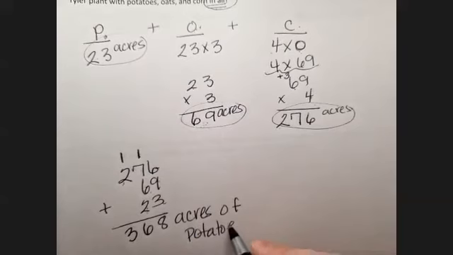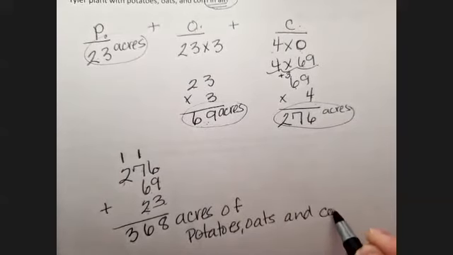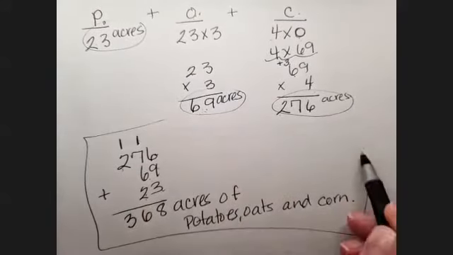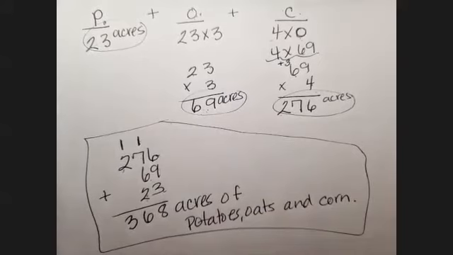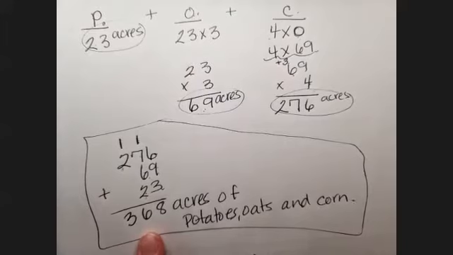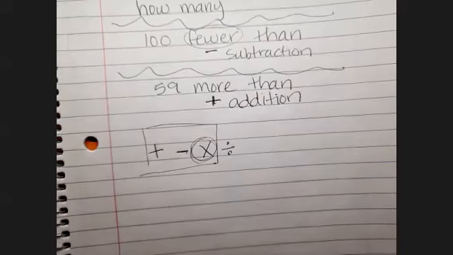potatoes, oats, and corn. Okay, so make sure you have that written down. This is the final answer, so I might want to put a big box around it because I have a lot of other numbers on my paper, and I want to make sure that I can see your final answer. Remember, at any time you can pause the video and take your notes. Okay, so we're going to switch back over to our notebook.